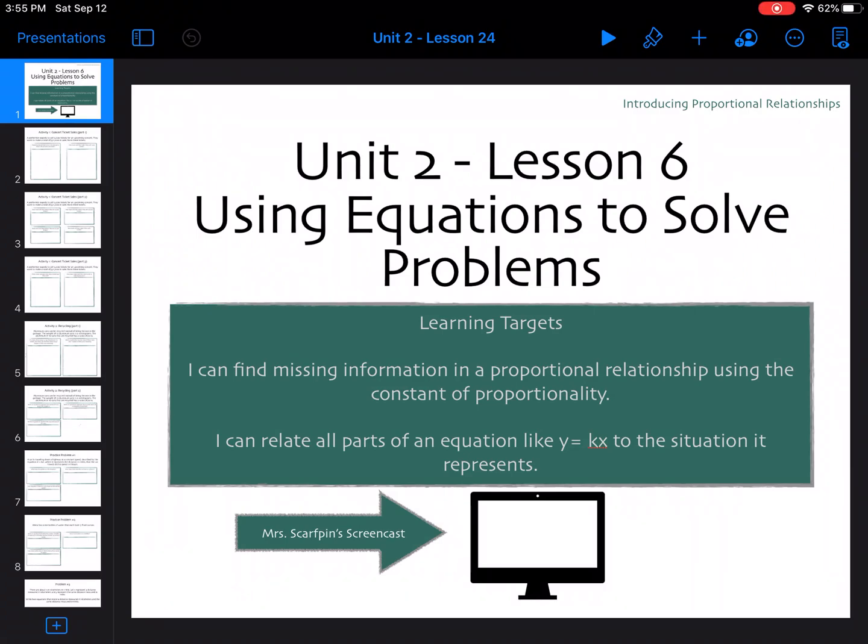Unit 2, Lesson 6, Using Equations to Solve Problems. I can find missing information in a proportional relationship by using the constant of proportionality, and I can relate all parts of an equation, like y equals kx, to the situation it represents.